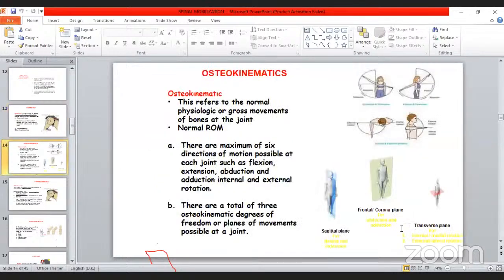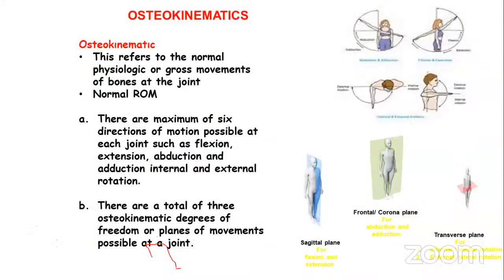So this is further describing the osteokinematics. The osteokinematics is the normal physiologic movement, normal range of movements. And basically there are 6, isn't it? Flexion, extension, abduction, adduction, medial and lateral rotation. There are 6 possible movements. Every other movement could be a combination of 1 or 2 of these 6 basic ones.